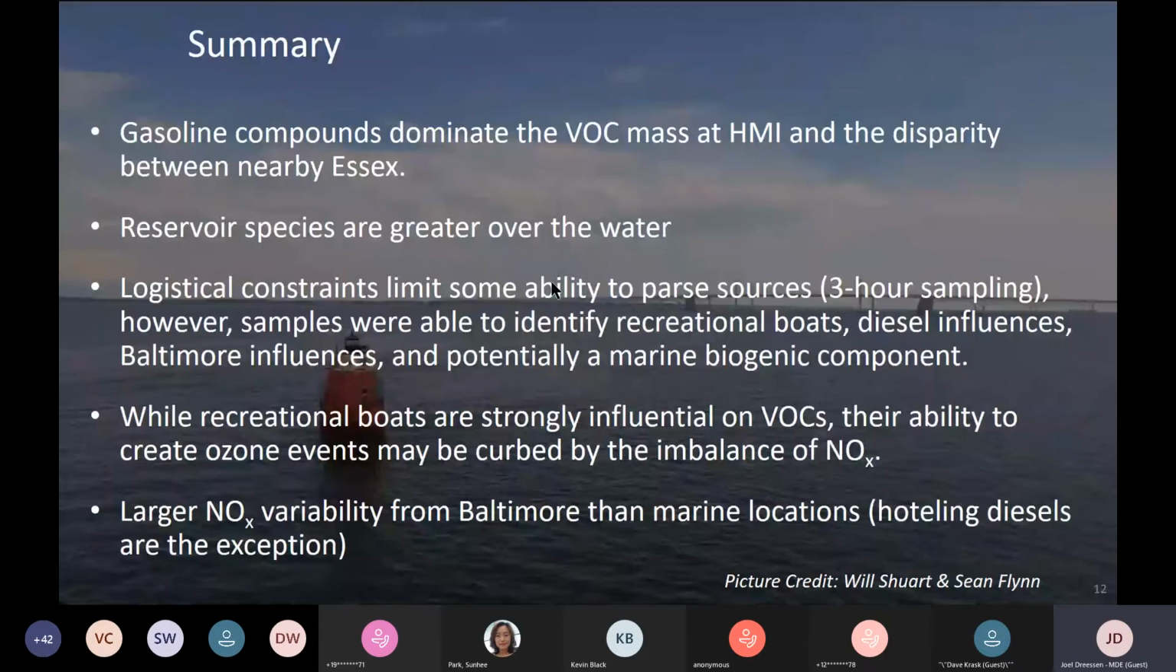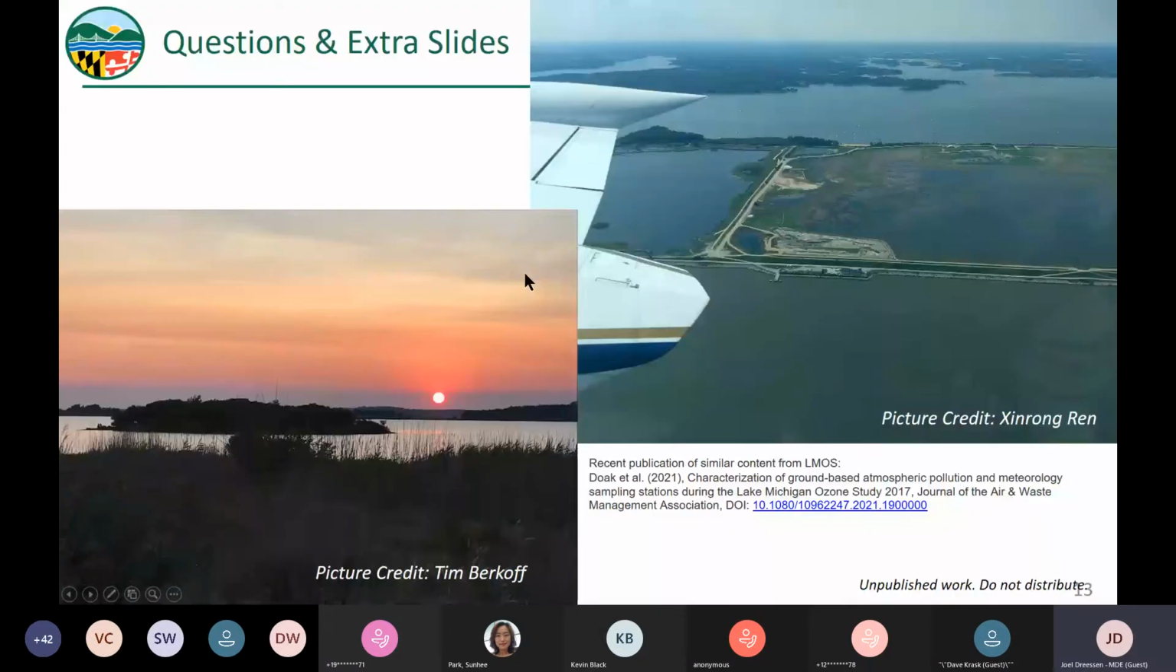For instance, the marine boats out there may not explain the NOx variability from what I just explained with the exhaust. The exception might be the hoteling diesels, which could be involved also with that Baltimore factor. So thank you. I'll just leave with this question, this picture from Shinrong. I took from, I believe this was June 17th. You could actually see boats on the bay on that day. Thank you.